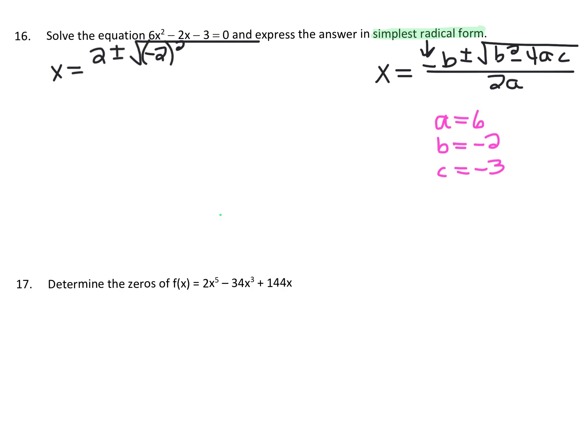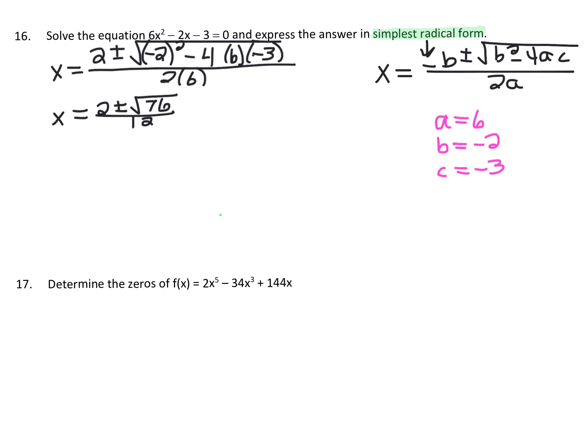Totally different value. All right, and then we have minus 4 times a, which is 6, times c, which is negative 3, and that whole expression is going to be over 2 times a, so 2 times 6. All right, so we have x equals 2 plus and minus the square root of, and that is equal to 76 over 12.